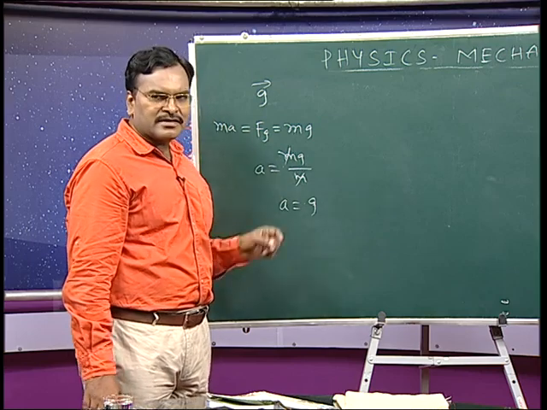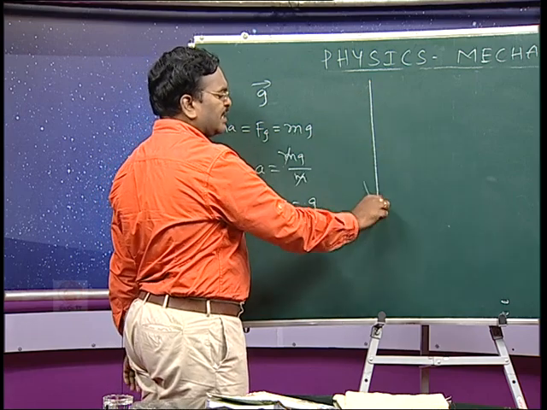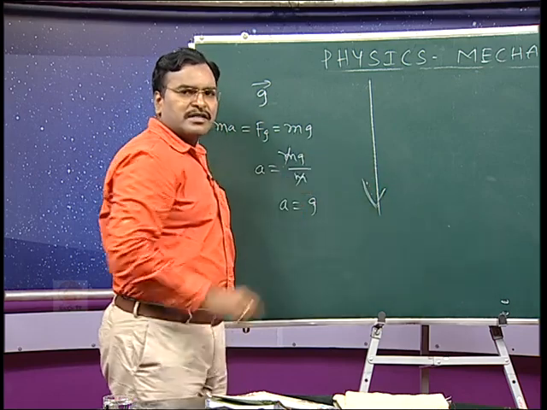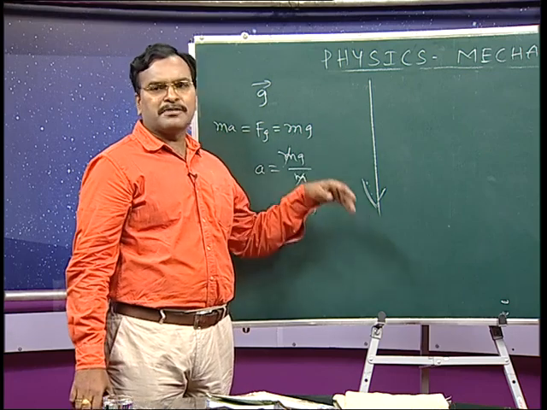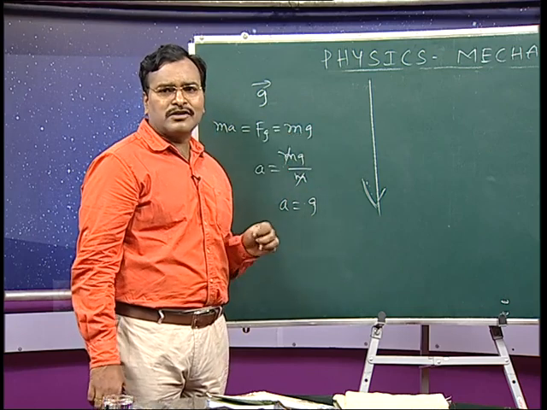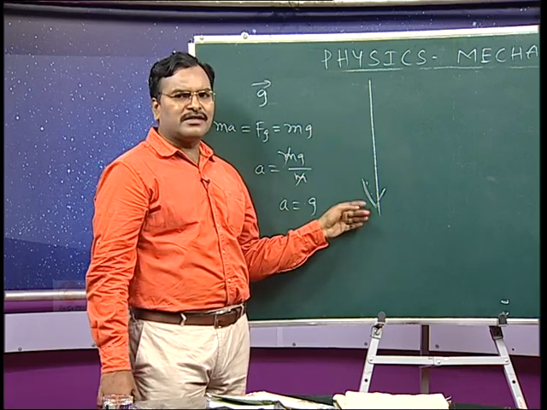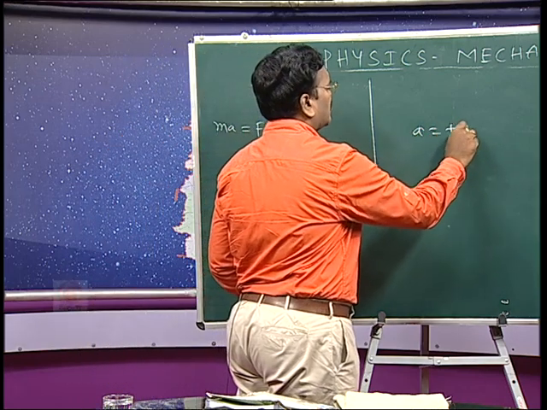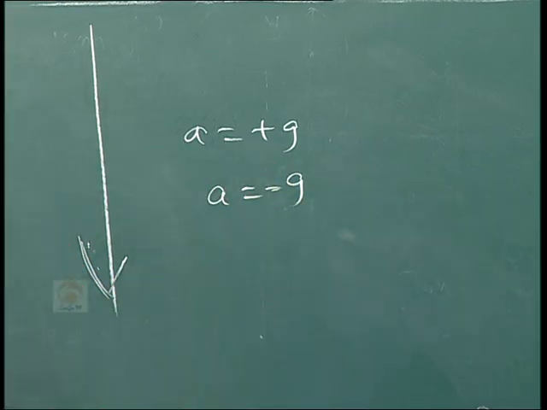Now, acceleration due to gravity is also a vector. What is its direction? It is always directed downwards towards the center of the earth, when a body is projected upwards or downwards. Why? Because the gravitational force always acts downwards. For a freely falling body, a is equal to plus g. For a vertically projected body, minus g.